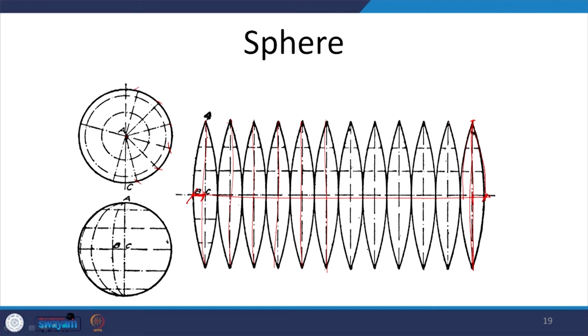So this is an approximate method. When we join, they will all converge in one point on the top and another point in the bottom, and it will all come together as a sphere.